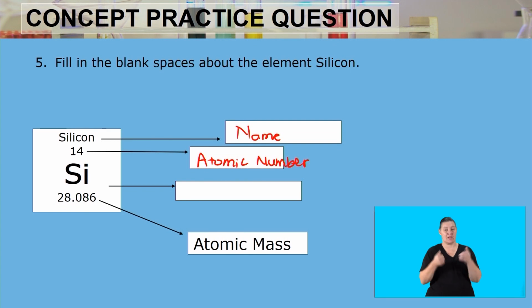And then we have the chemical symbol, Si. And then the last one, as you see, is our atomic mass. So now we know what to expect when we are looking at the periodic table. It's the name, the atomic number, and the chemical symbol whenever we are looking at it.